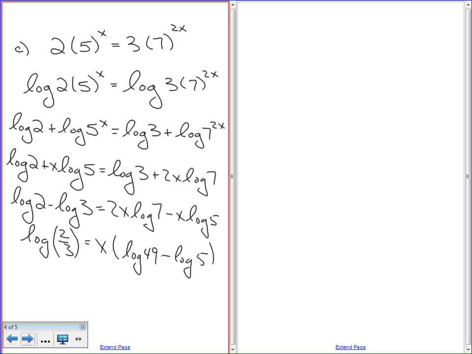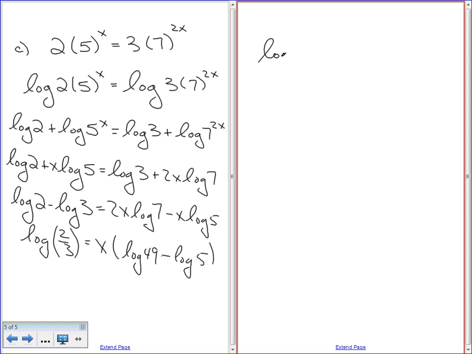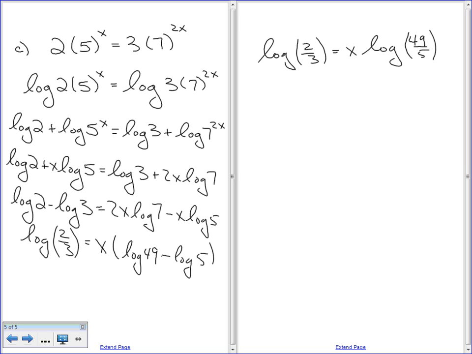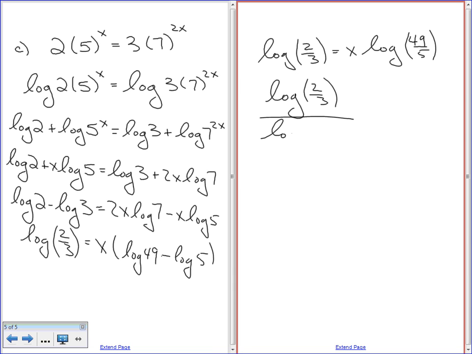So then I get the log of 2 over 3 equals x times the log of 49 divided by 5. Isolating the x, x equals the log of 2 over 3 divided by the log of 49 over 5. So that is the exact value for x. You've written it as a quotient of single logarithms.